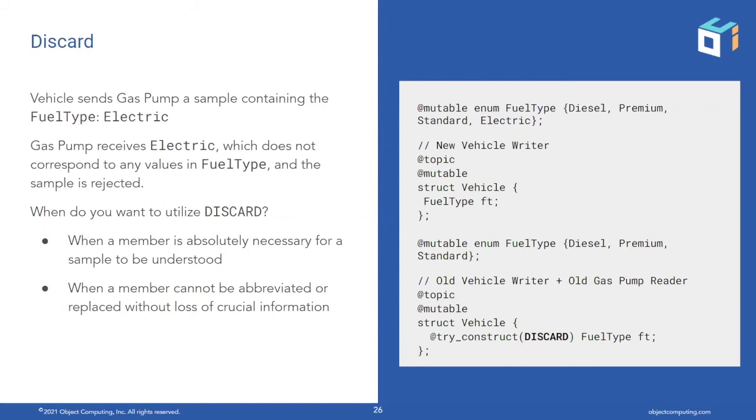So discard is similar to the idea of a key, where if a member is absolutely necessary for a sample to be understood, if your code requires a certain part of a type or a certain member of a type, then discard is fitting for that because you absolutely need it to be understood. Additionally, if a member cannot be abbreviated or replaced without loss of information, then discard's a good idea for that member.